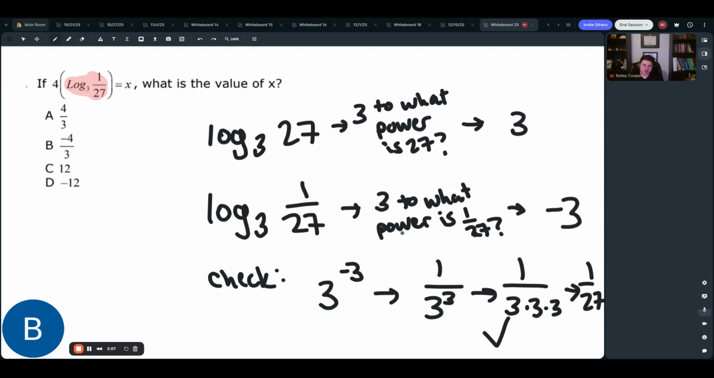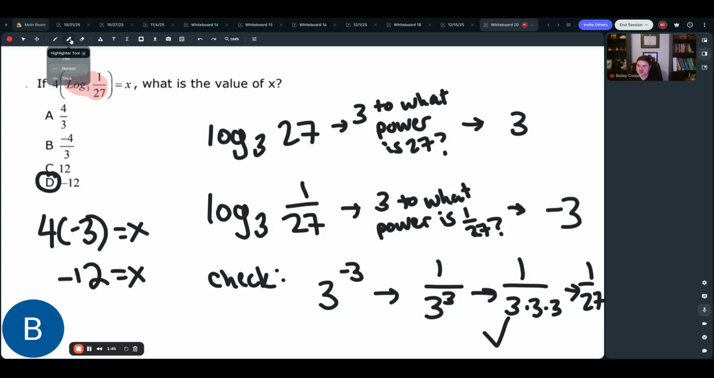So 3 to what power is 1/27th? 3 to the -3rd. So this whole thing is just going to simplify down to -3. And then it's super, super easy, because now this is literally just 4 times -3, which is -12. Bada bing, bada boom. That's our value of x.